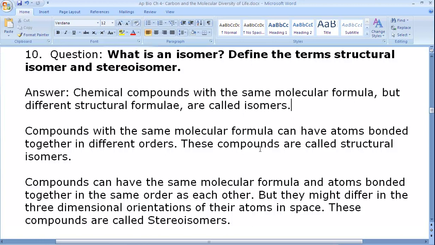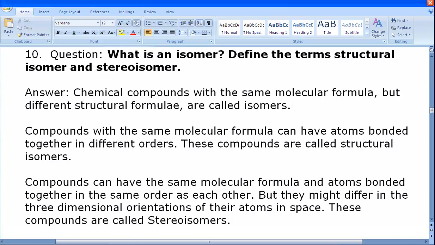Compounds can also have the same molecular formula and atoms bonded together in the same order as each other, but they might differ in the three-dimensional orientations of their atoms in space. These compounds are called stereoisomers.